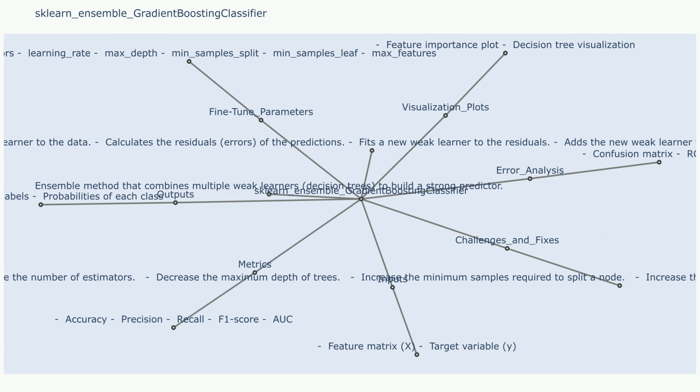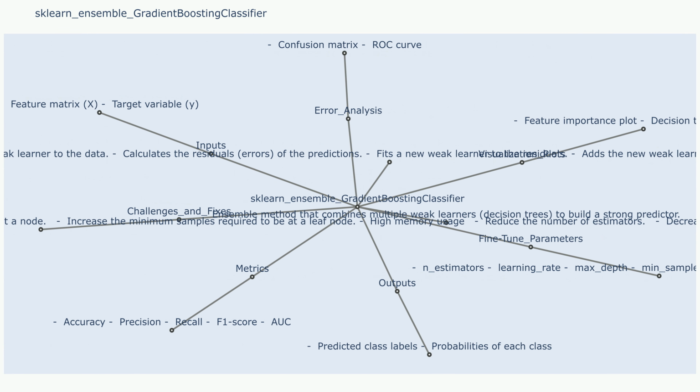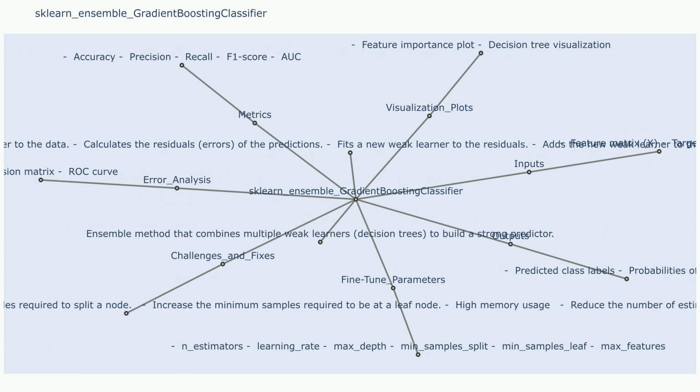Steps: initialization: the first tree is trained on the entire dataset. Iterative training: in each iteration, a new decision tree is trained to predict the residual errors of the previous model. Weighted aggregation: the predictions of all the individual trees are weighted and combined to produce the final prediction.